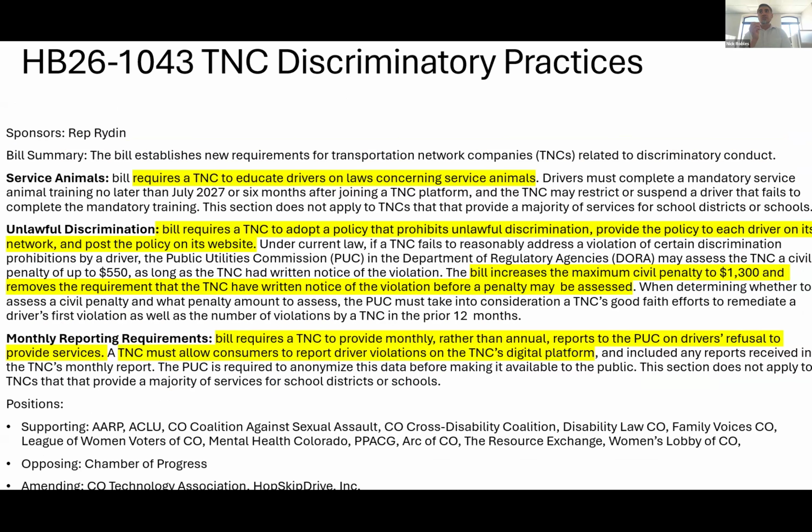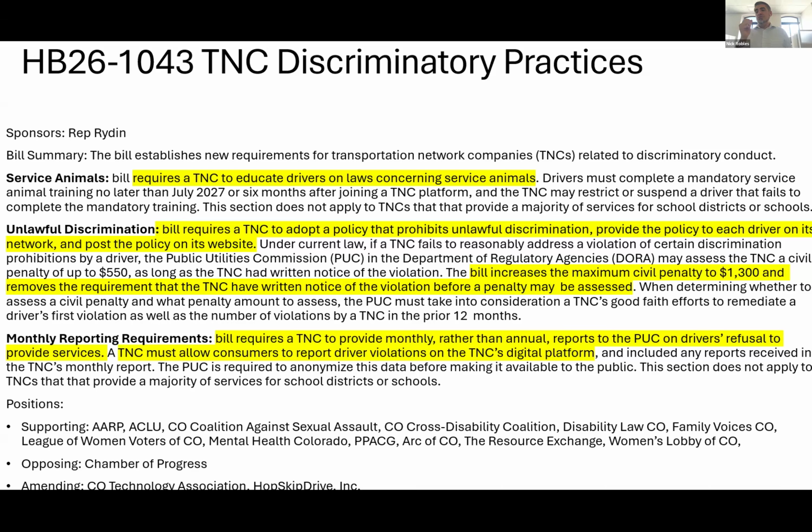There's also HB 1043, TNC discriminatory practices. It requires a transportation network company to educate drivers on laws concerning service animals. This bill also requires these transportation network companies to adopt a policy that prohibits unlawful discrimination, provide the policy to each driver on the network, and post the policy to its website. There are currently violations that these network companies can be assessed, but this would increase the penalty. So the penalty could go up to $1,300. It also removes the requirement that the TNC have written notice of the violation before the penalty may be assessed.